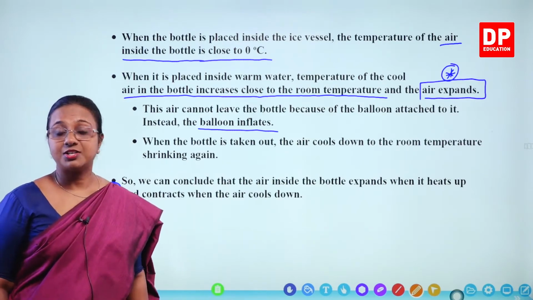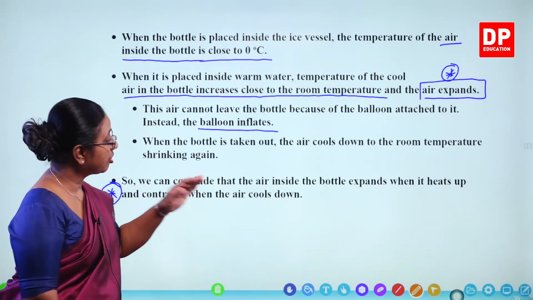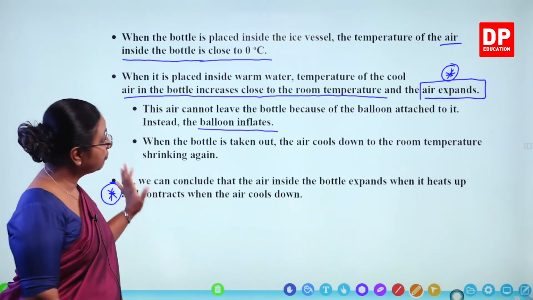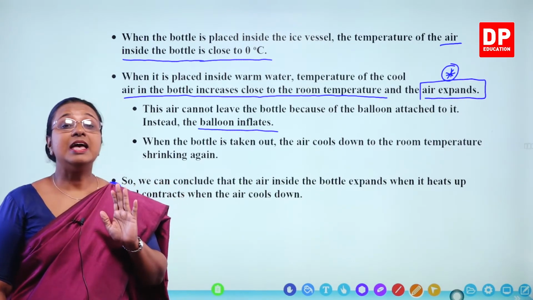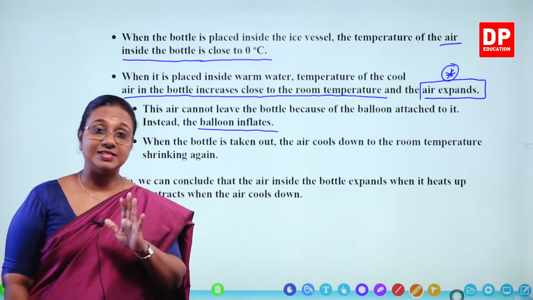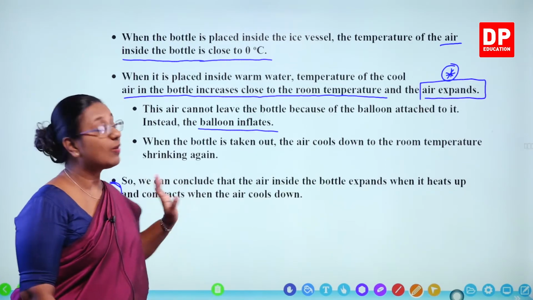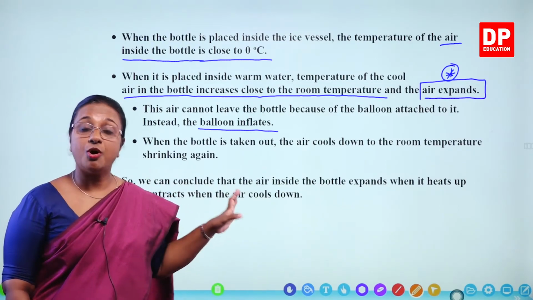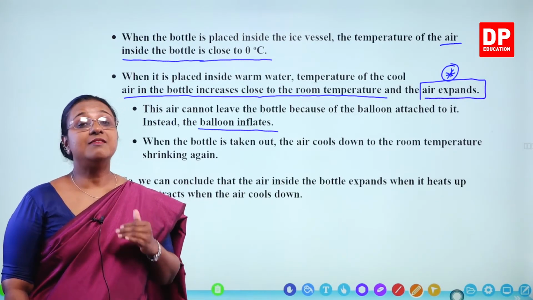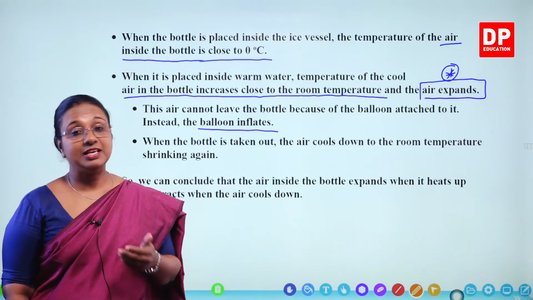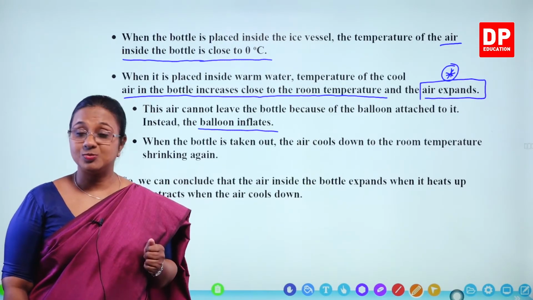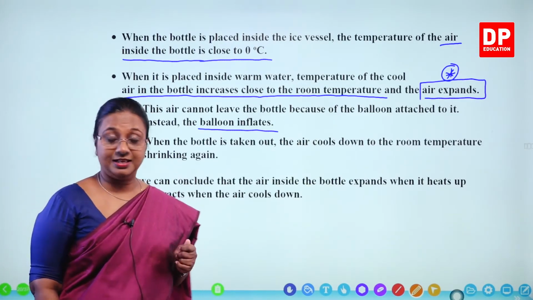So this is what we need to know: expansion and contraction of air. Expansion on heating and contraction when air cools down. So far we have discussed the expansion and contraction of substances, solids, liquids and gases. This is one activity that can be used to observe the expansion of air. After this, I will be discussing another simple activity that also can be used to observe the expansion of air on heating.